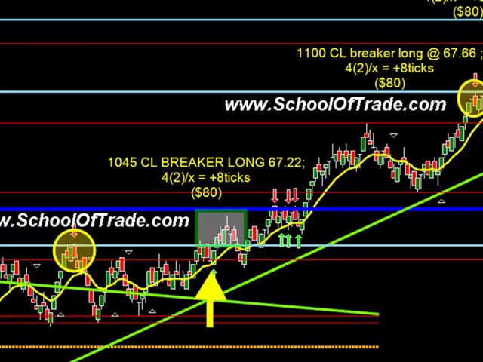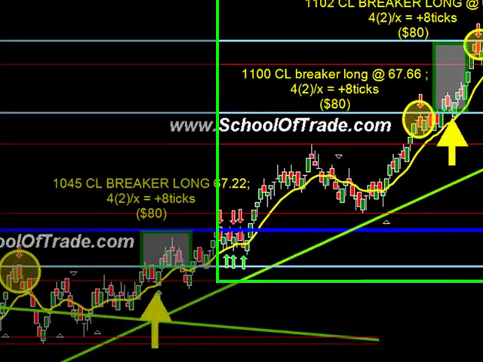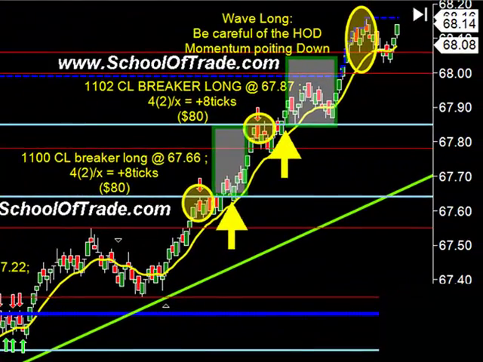The 11 o'clock alarm went off, letting us know we had 11 o'clock on our hands here. We took another breaker long here. These were breaker longs across the board. So on the crude, 11 o'clock, again, 67.66 here. Just after 15 minutes after that first trade, we took another 8 ticks out of the market, put another 80 bucks in our pocket. As you can see, that light blue line was my swing high level, right?